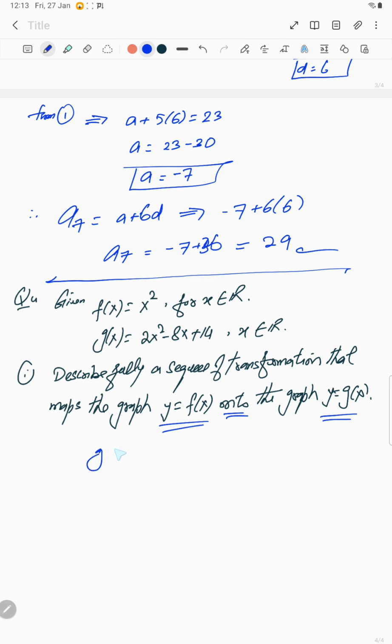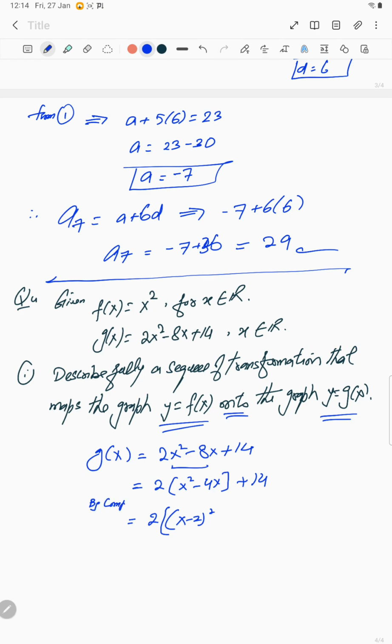As g of x is given as 2x square minus 8x plus 14, here I will take 2 common. It goes to x square minus 4x plus 7. By completing the square, I will write 2 into, it will be x minus 2 whole square, by completing the square here.